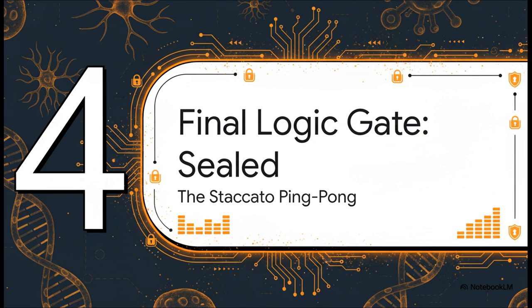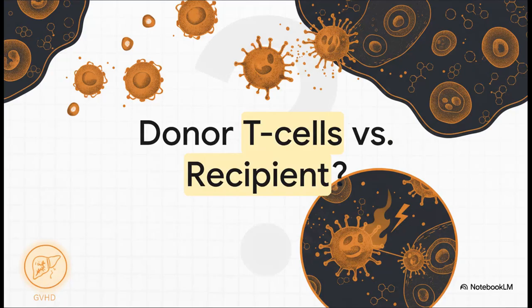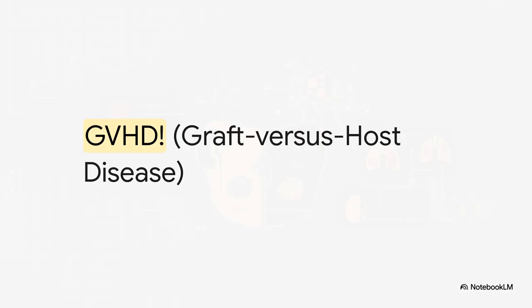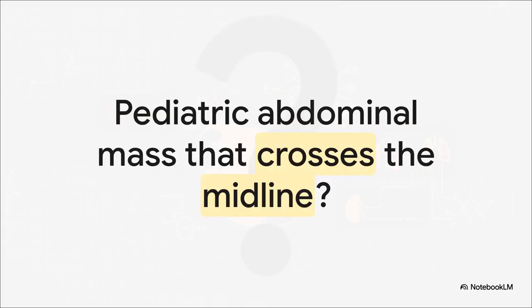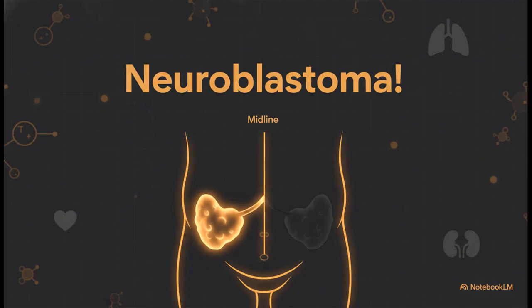Okay, time to lock all this in. We're going to run a rapid-fire drill, a staccato ping-pong, to make absolutely sure these concepts are sealed tight in your memory. Ready? Let's go. Donor T cells are attacking the recipient. What is it? GVHD. That's the graft waging war on the host. A pediatric abdominal mass that crosses the midline? Neuroblastoma, the one that ignores the border.